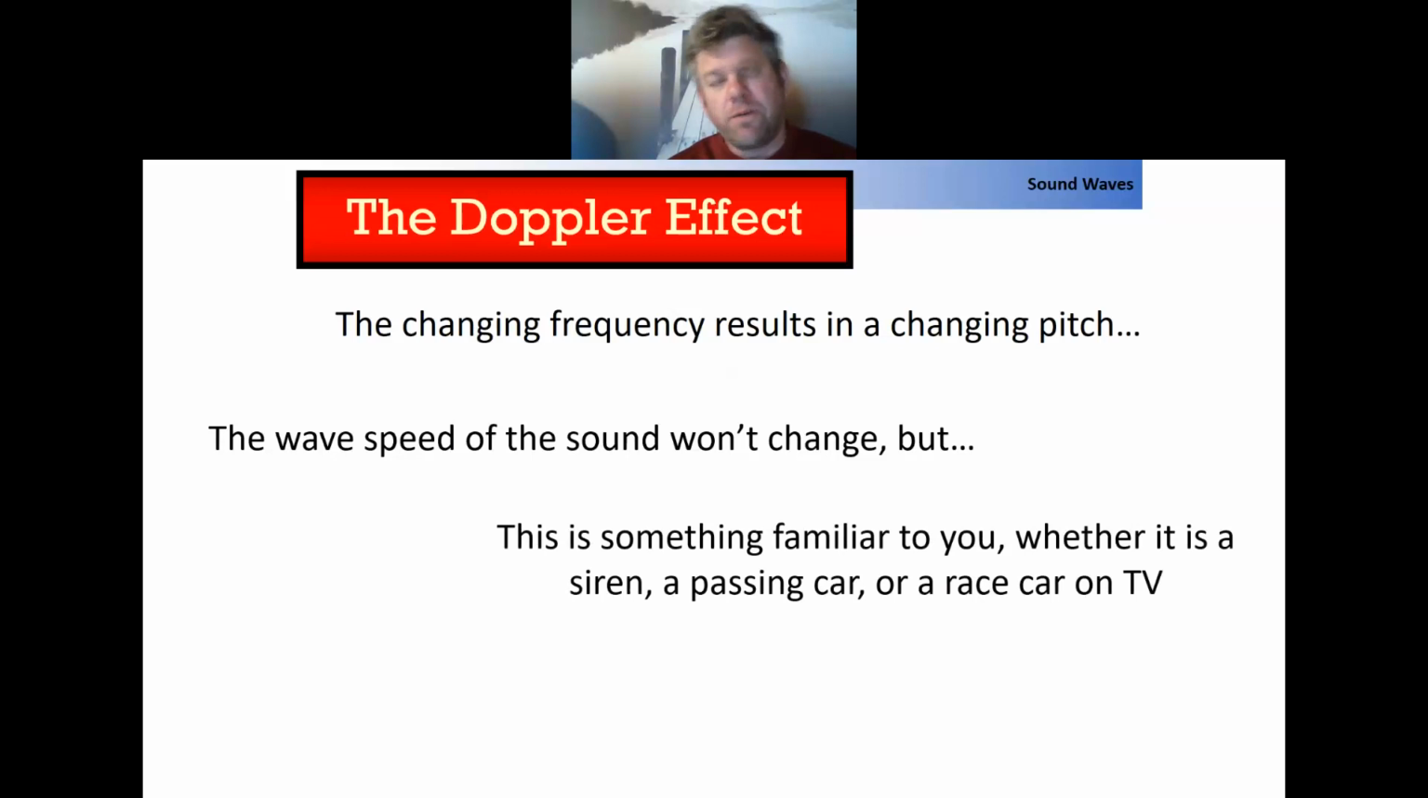This is something familiar to us. We've seen the Doppler effect. You may not have heard the name, or put the physics concept with what that sound is, but it's a siren or a passing car. It's that sound when you hear a siren approaching and the sound gets higher and higher and higher, then it maxes out at its highest point as it gets right next to you. And then as it goes away, the sound starts to get lower, lower, lower.